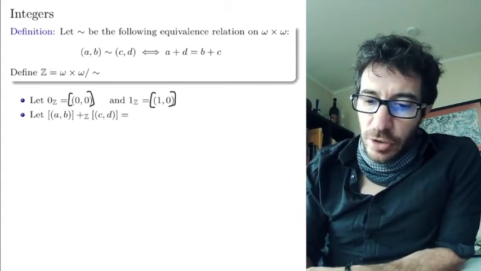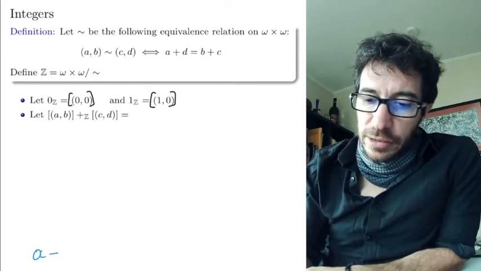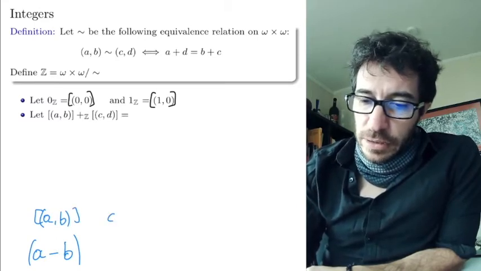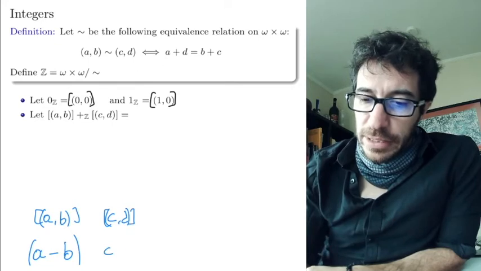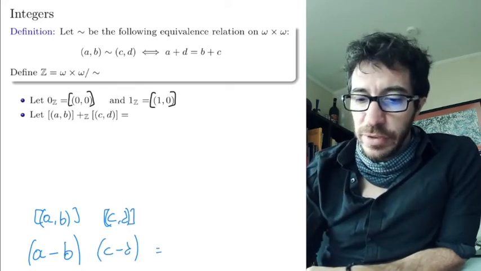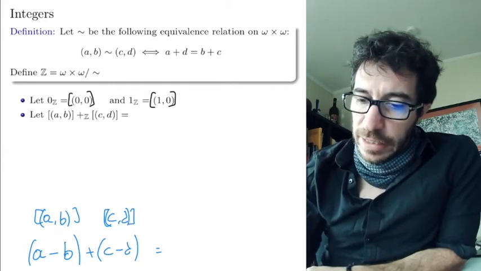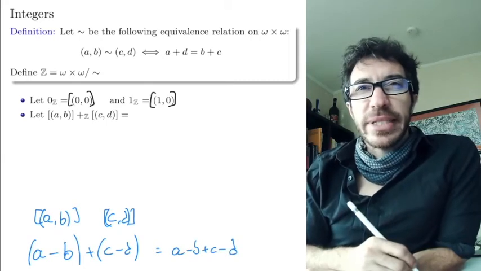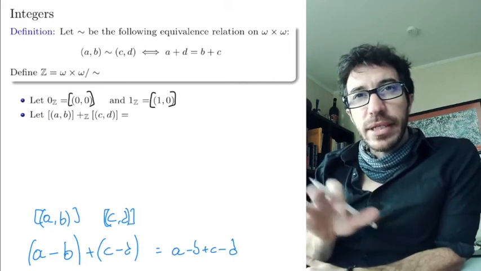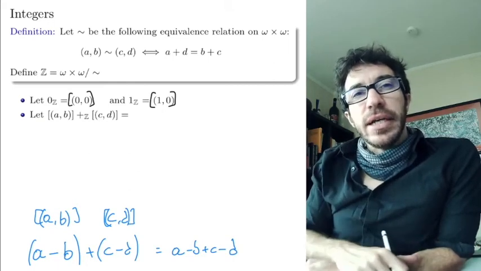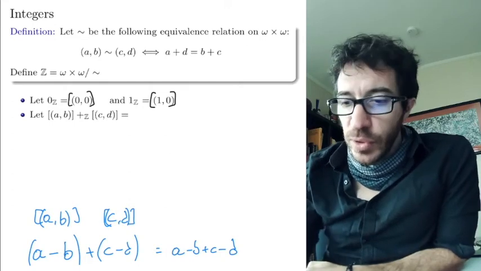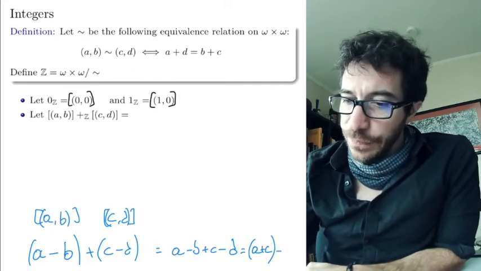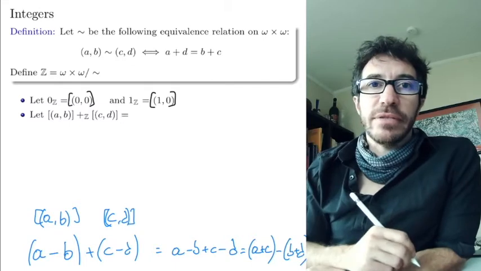We are thinking of a comma b as representing the element a minus b, and we are thinking of c comma d as representing the element c minus d, right? So the addition should represent, if you add these two, you're going to get a minus b plus c minus d. And how do you represent that number? Well, these guys a, b, c, and d are all natural numbers. They're all non-negative, and here we have some negatives and some positives. So what we need to do is rearrange this and say, well, this is the same as a plus c, that we know is positive, minus b plus d, that we know is positive.